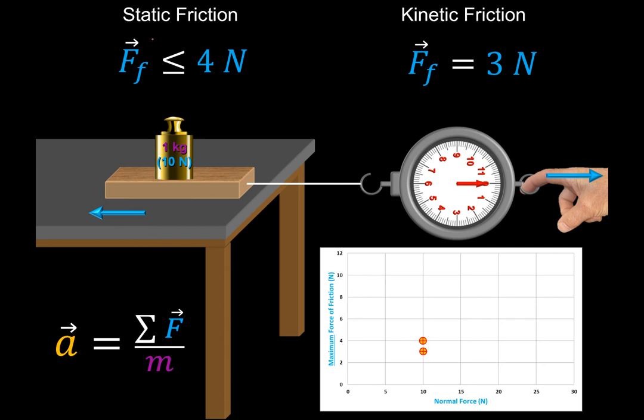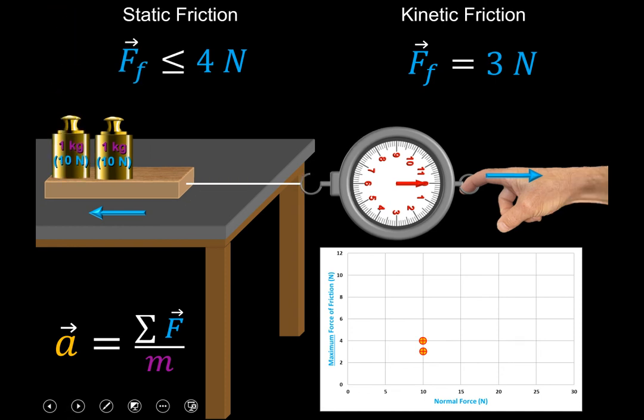So that's why your static friction is written as less than or equal to 4 newtons. Your static friction can literally be anything from, well, technically 0, but we'll just say 0 to 4. Your static friction is never greater than 4, but your kinetic friction is 3.